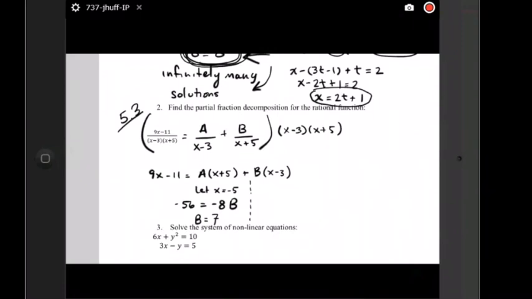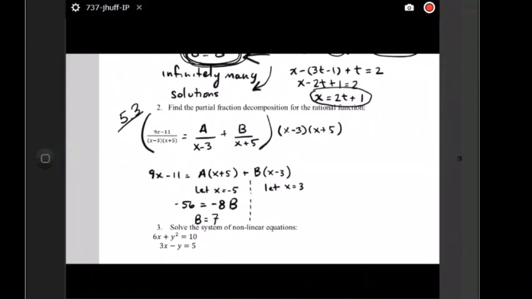Then we're going to do that exact same process, but with a different value of x, because we've already solved for B. Now we've got to solve for A, which means I want B to disappear this time. So to make B disappear, I'm going to let x equal 3. Because if I plug a 3 in right there, you get 0 times B, which makes B disappear. So you're going to want to plug 3 in for all the values of x again.